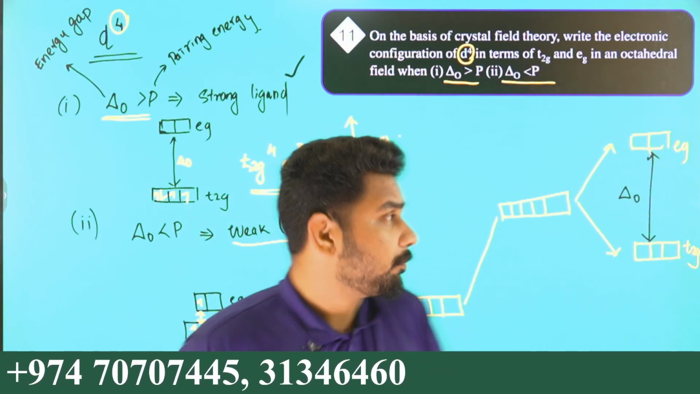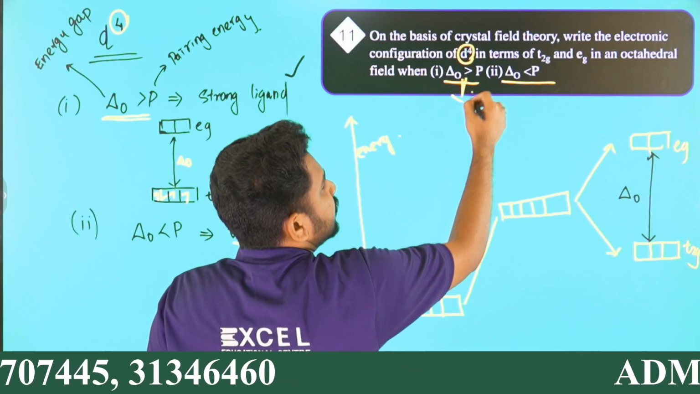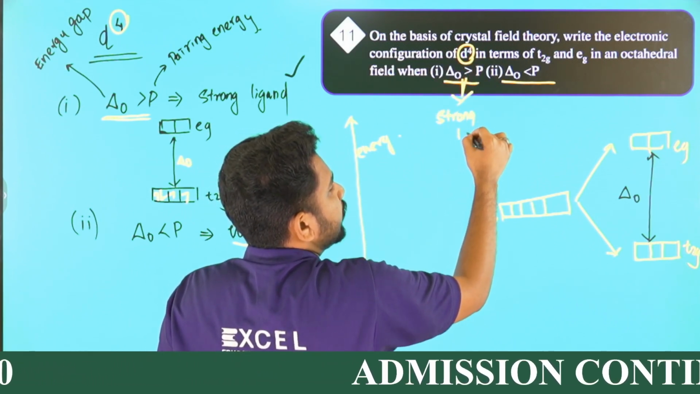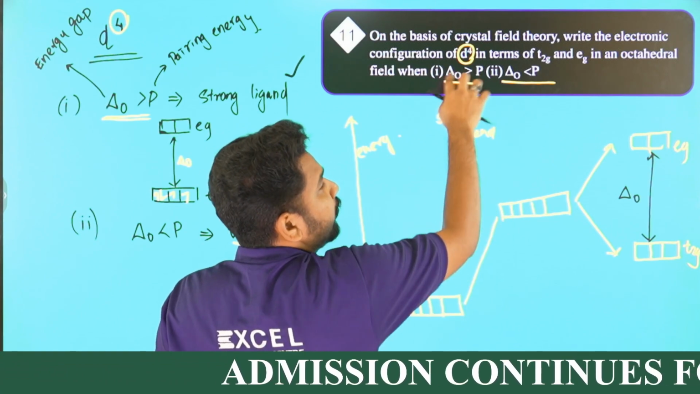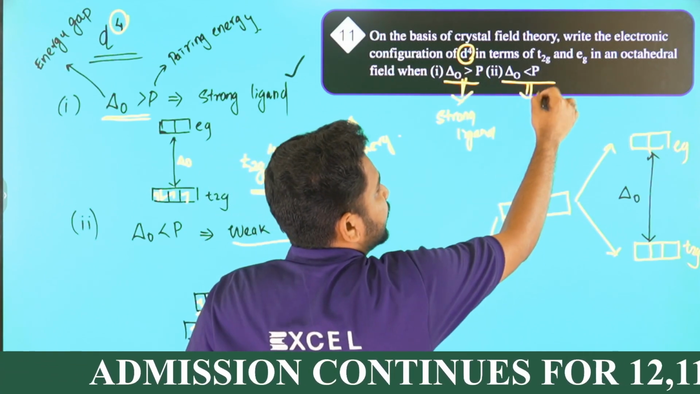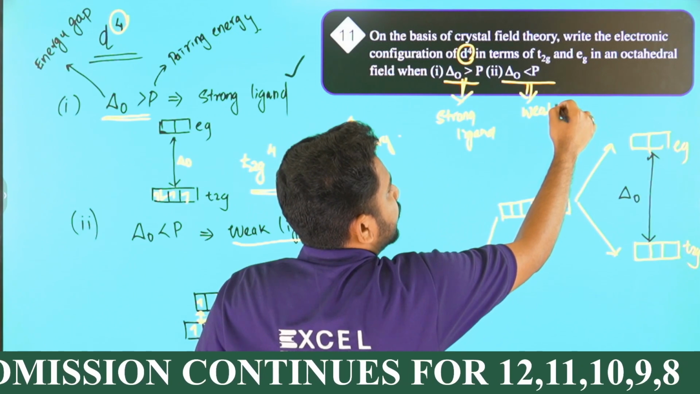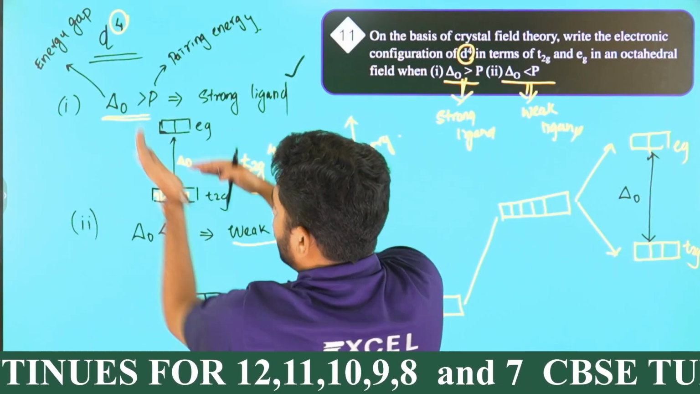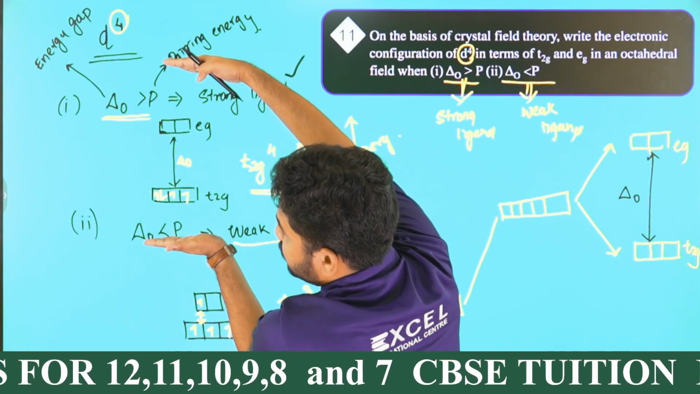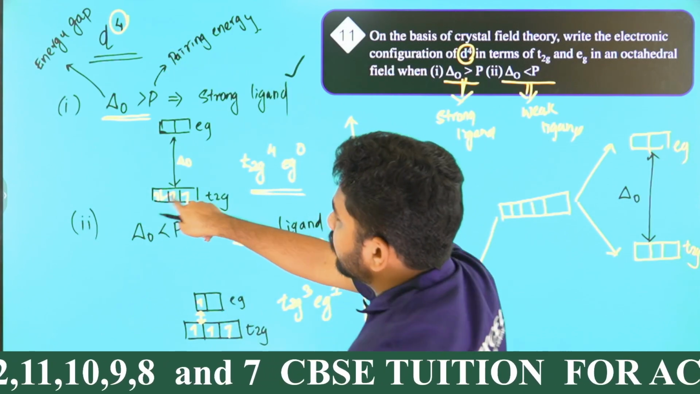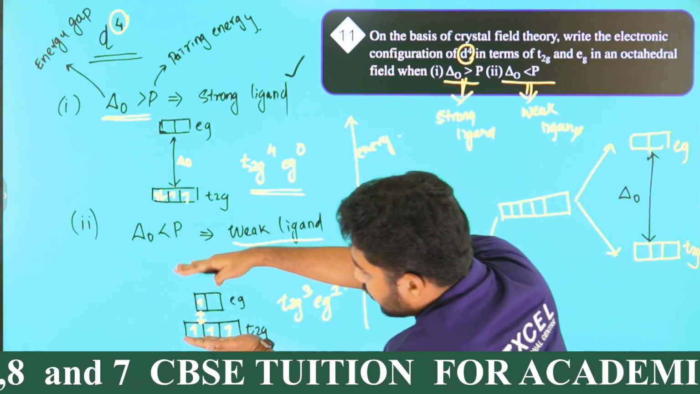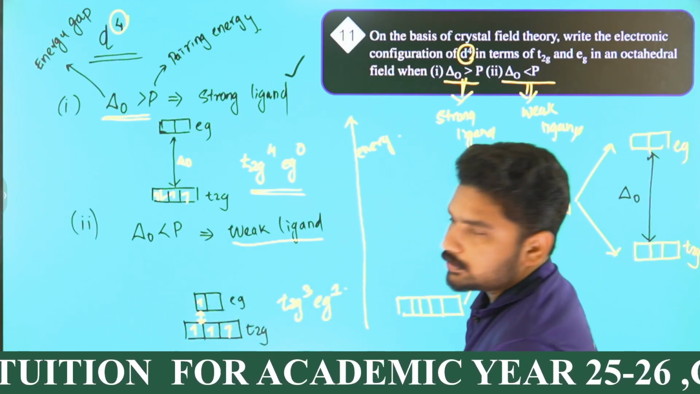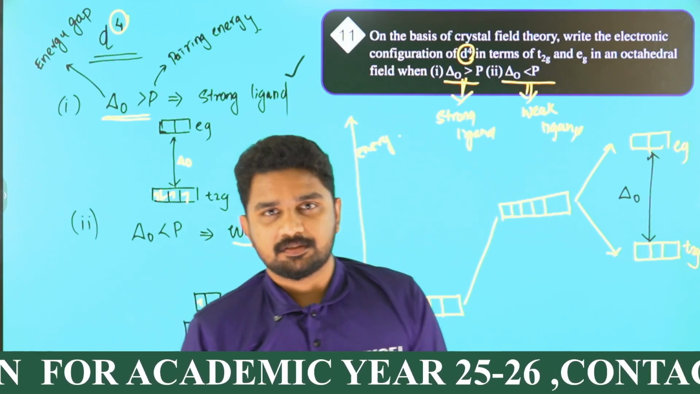The point you should remember: if this is given in a question as a condition, it is a strong ligand, and this one represents a weak ligand. With a strong ligand, the distance and energy gap will be large, so pairing will take place. If it is a weak ligand, the energy gap is very small, so pairing will not take place initially. The electron will go to the eg. That's it. Hope you understood this, right?